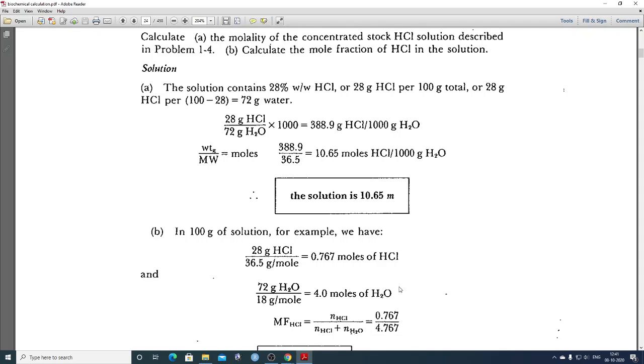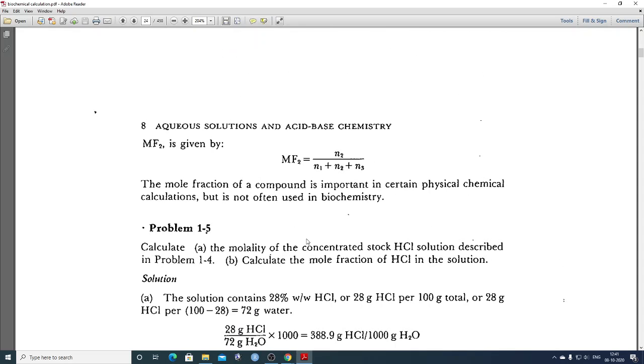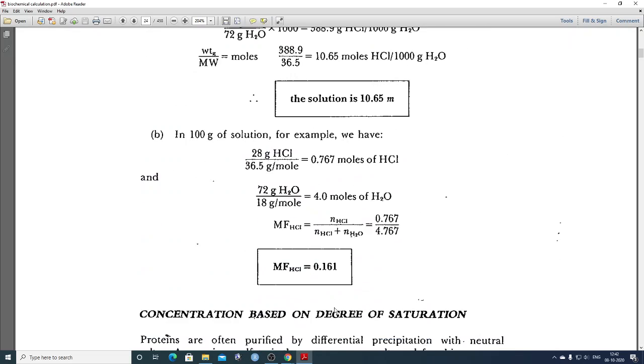Now what we want to calculate is the mole fraction for HCl. We have already seen the formula previously: mole fraction is equal to N2 divided by N1 plus N2 plus N3. In our case, only two fractions can be there, because HCl is there and water is there. Just two components are there.